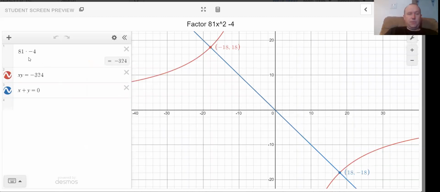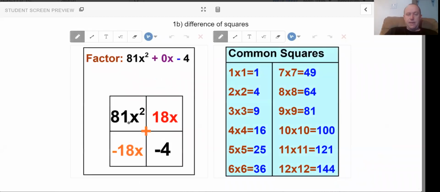If you do it on desmos, 81 times negative 4 is negative 324. And you want the middle terms to add to make 0, and you'll get answers of negative 18 and 18. And then you could fill in those terms. First term, last term, and then there's the 18 and negative 18. And then you could do the GCF around the outside like you saw before, and that will get you the answer. I would say for this one, it's easier to do it by hand than it is to use the desmos for this one, me personally.